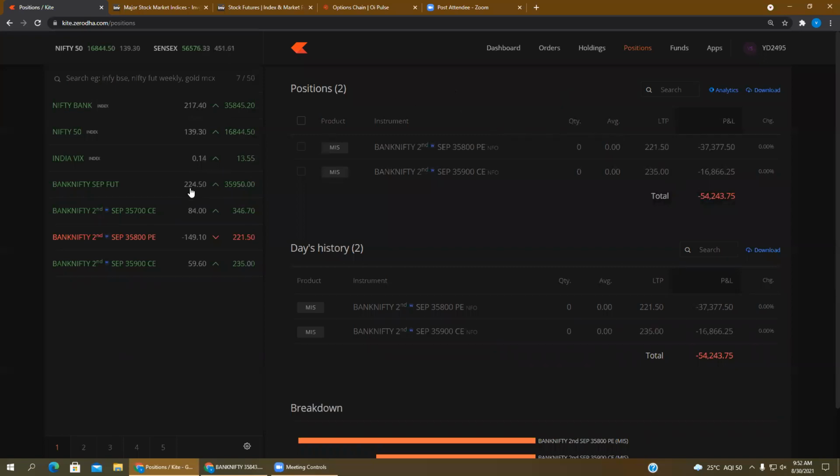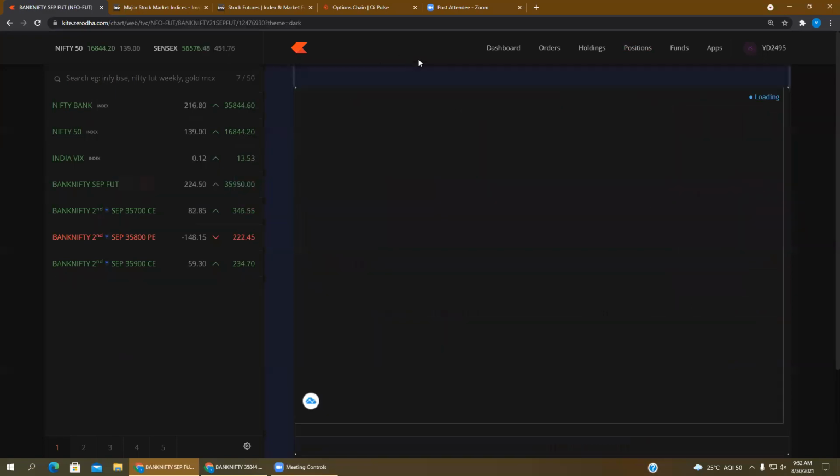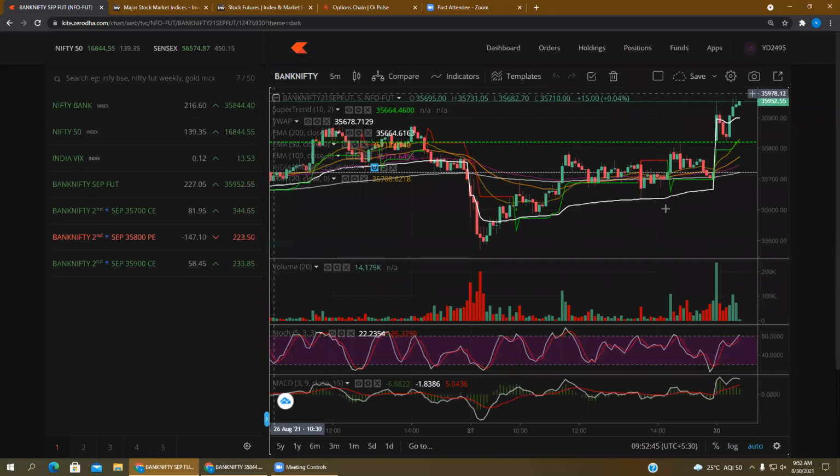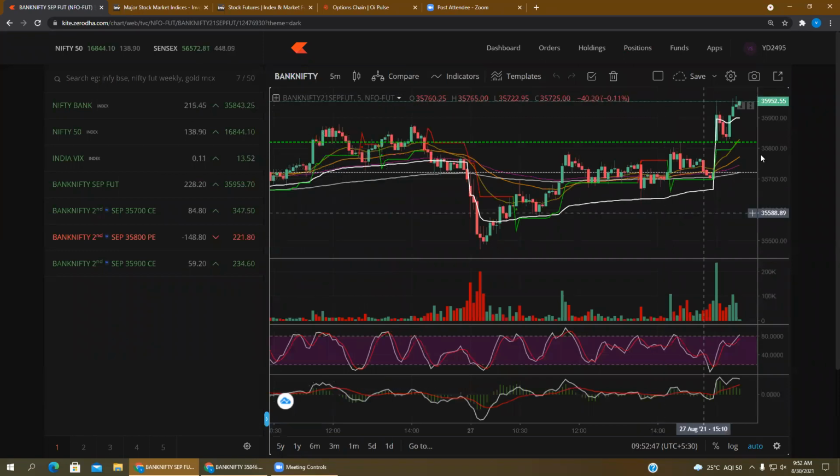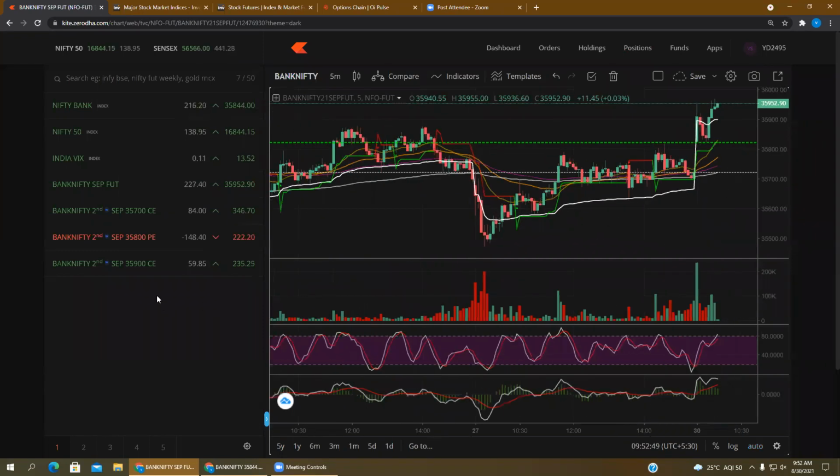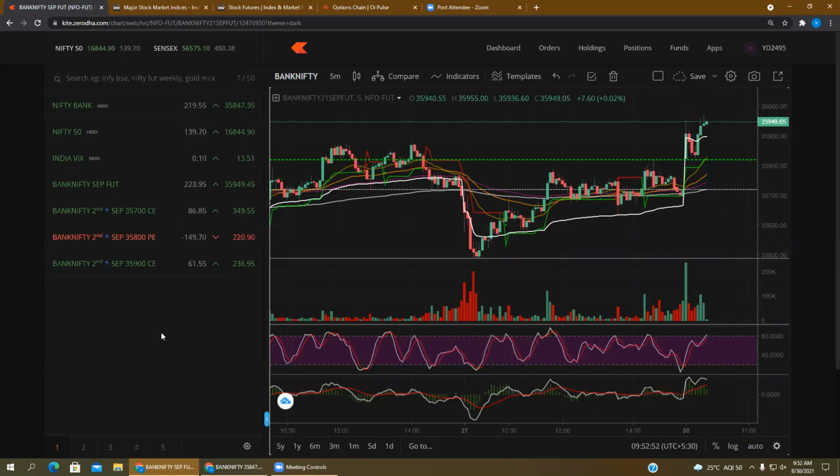Currently, we are in loss of 54,000. No problems. The day is still very young. It's just been 30, 40 minutes. Just need one good opportunity and we'll be okay.